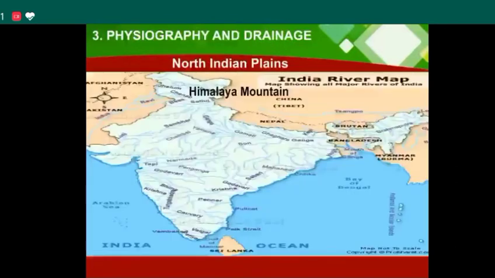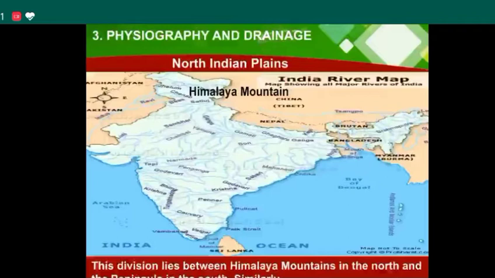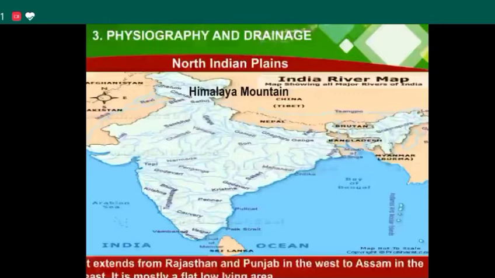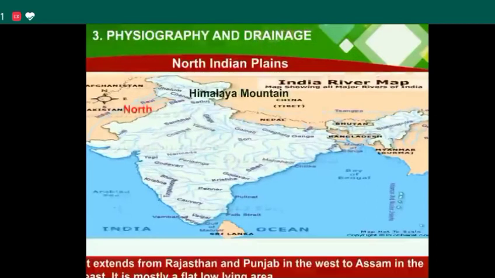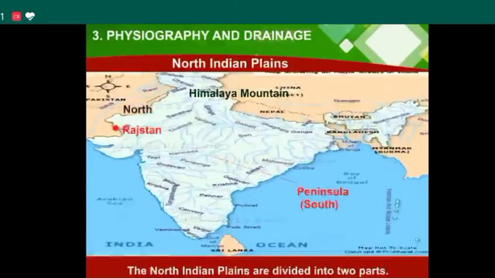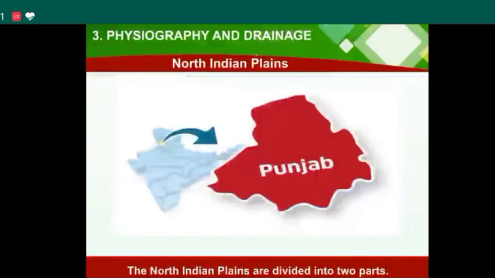North Indian plains. This division lies between the Himalayan mountains and the peninsula in the south. It stretches from Punjab in the west to Assam in the east. It is mostly a flat low-lying area. The North Indian plains are divided into 2 parts.